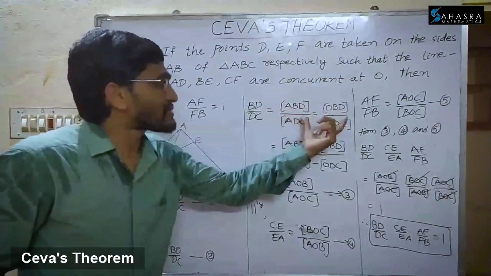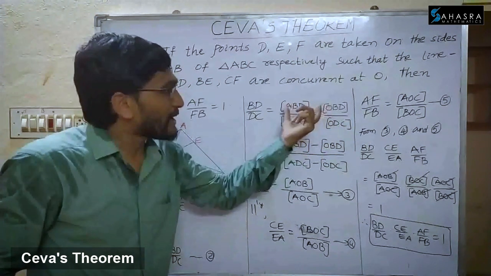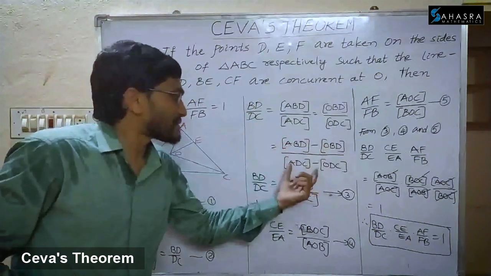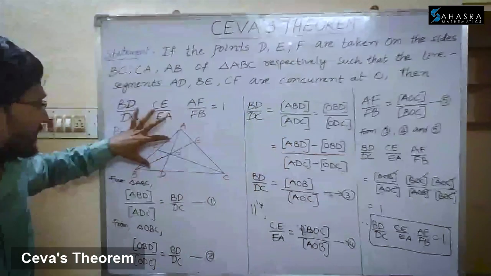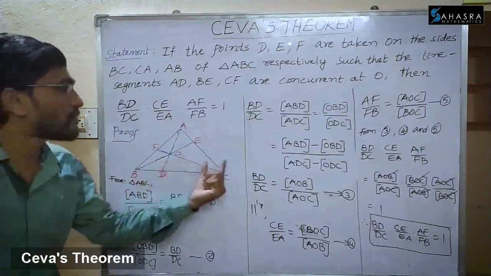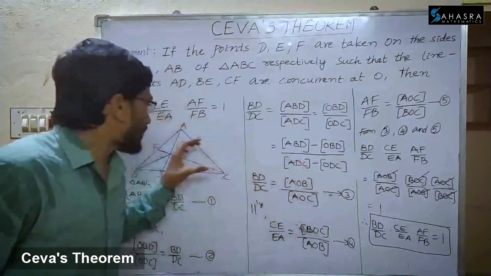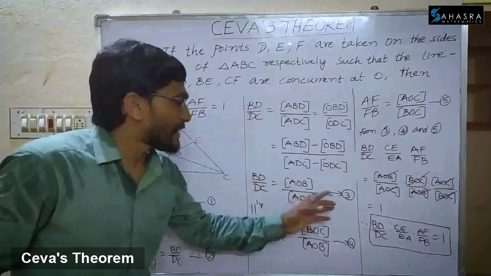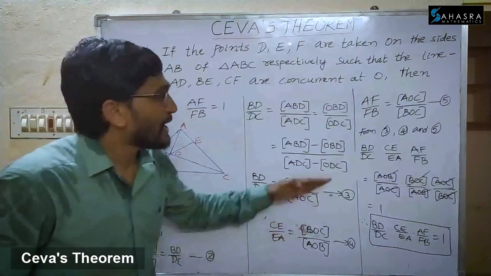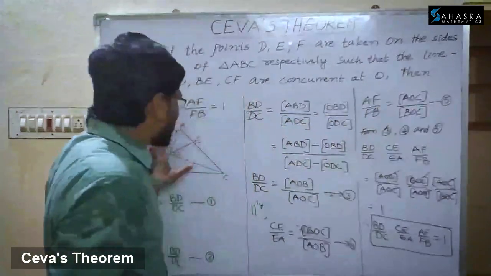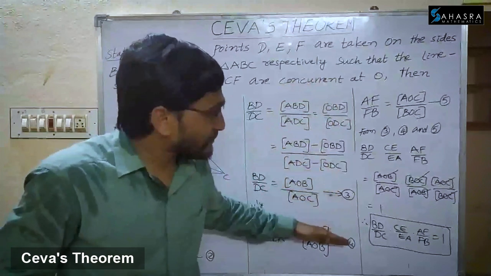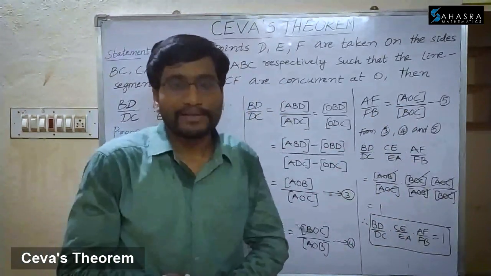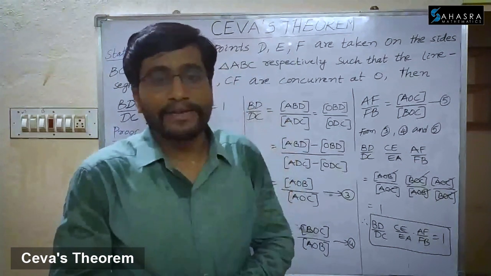If two ratios are equal, then the difference of numerators by the difference of denominators is also equal to this ratio. I have written like this. Area of triangle ABD minus area of triangle OBD is equal to area of triangle AOB. Area of triangle ADC minus area of triangle ODC is equal to area of triangle AOC. Similarly, CE by EA and AF by FB. Fine. Then multiply the third, fourth and fifth equations, and we get the final answer. Okay, this is Ceva's theorem. Thank you very much.